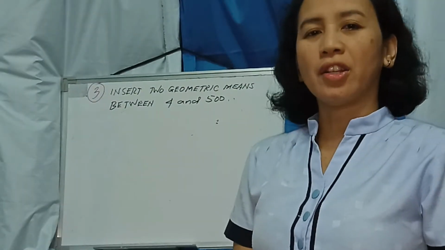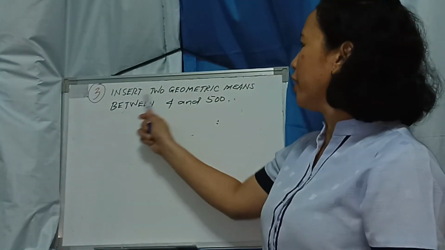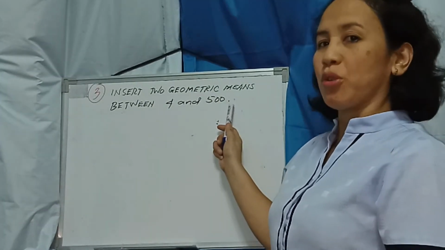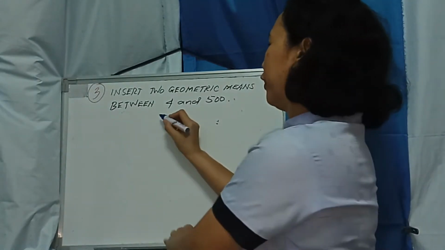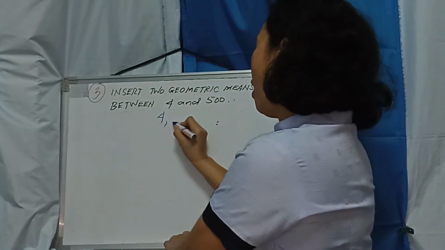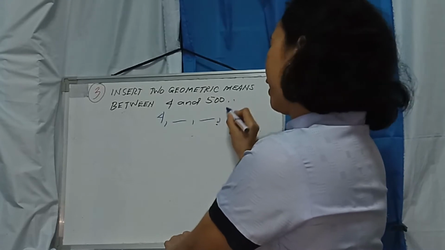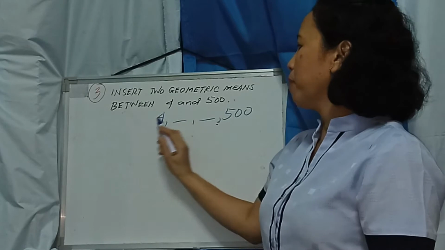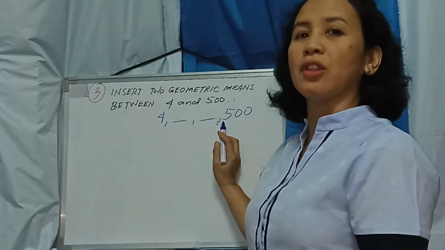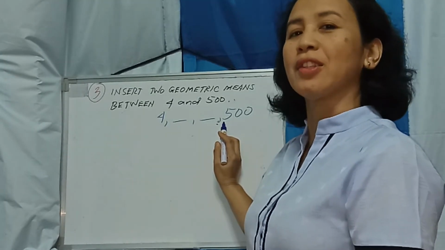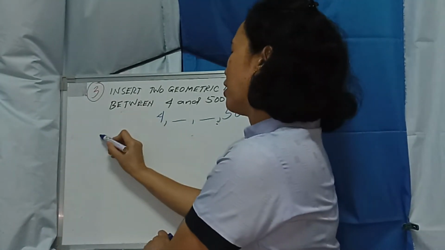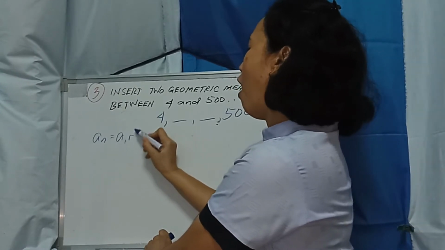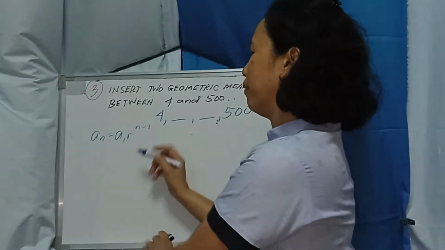So we have another example here. Insert two geometric means between 4 and 500. Therefore, we have 4 terms here: 4, blank, blank, and then 500. To get the two geometric means between them, we are using the geometric sequence formula, which is a sub n equals a sub 1 times r raised to n minus 1.